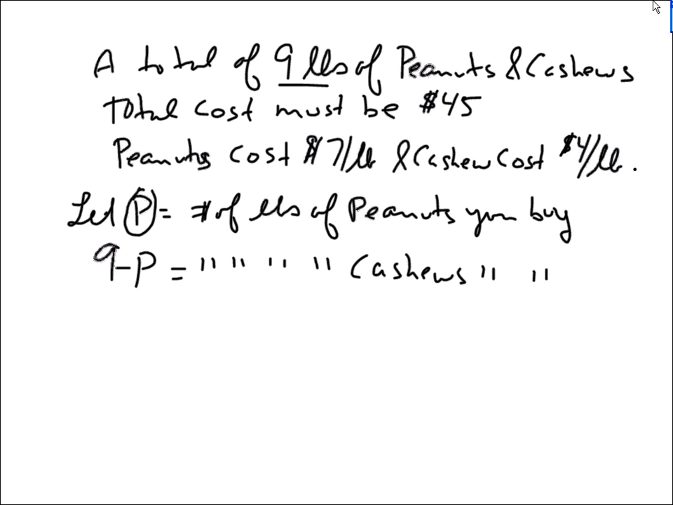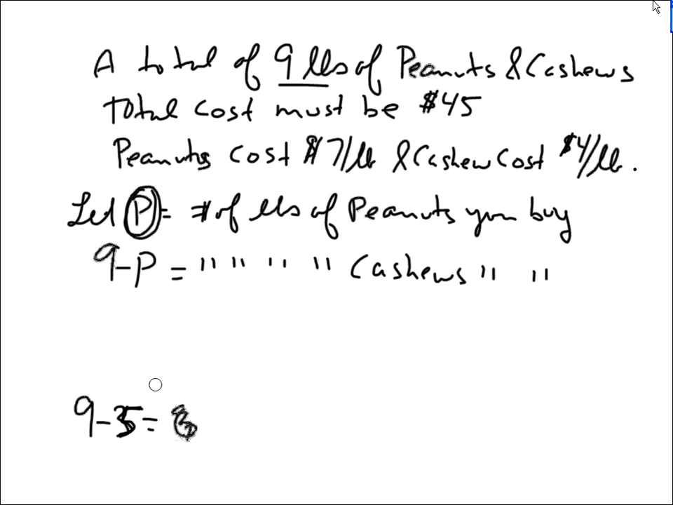If you bought 3 pounds of peanuts, then you can only buy 6 pounds of cashew nuts. How did you do that? 9 minus 3. If you bought 5 pounds of peanuts, how do you figure out how many pounds of cashews you buy? 9 minus 5. It's always 9 minus the number of pounds of peanuts you bought. Well, I told you how many pounds of peanuts we bought. We're buying 5.